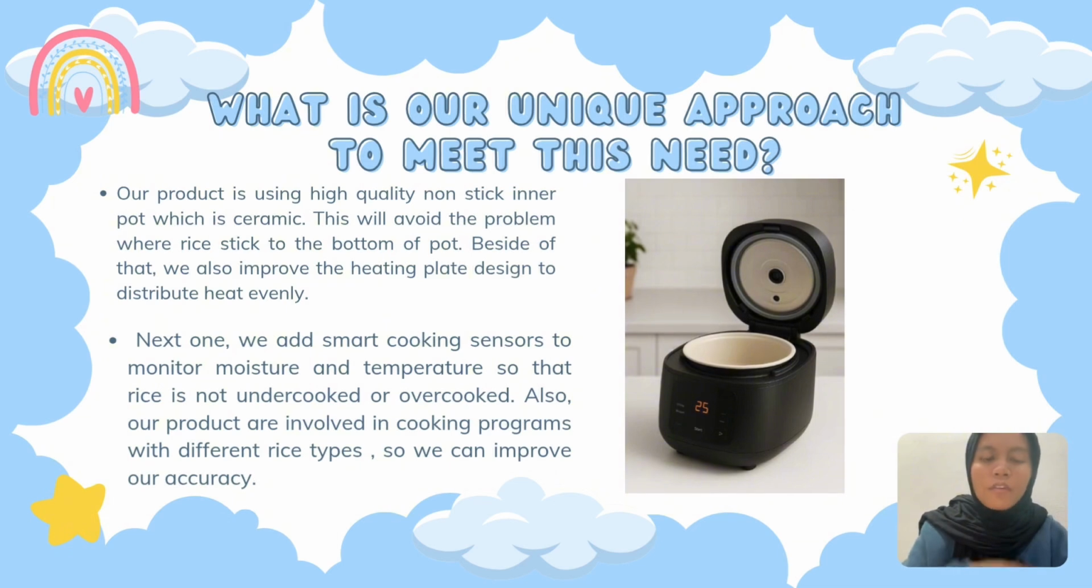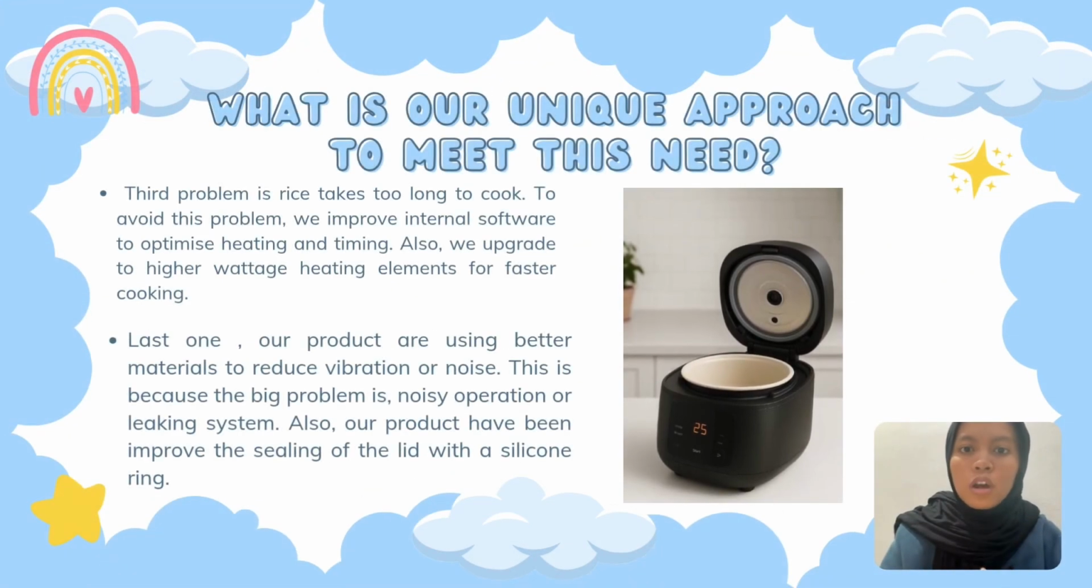The first one is, our product is using a high quality non-stick inner pot, which is ceramic. This will avoid the problem where rice sticks to the bottom of the pot. Besides that, we also improve the heating plate design to distribute the heat evenly. Second, we add smart cooking sensors to monitor moisture and temperature so that the rice is not undercooked or overcooked. Also, our products include cooking programs for different rice types, so we can improve accuracy.